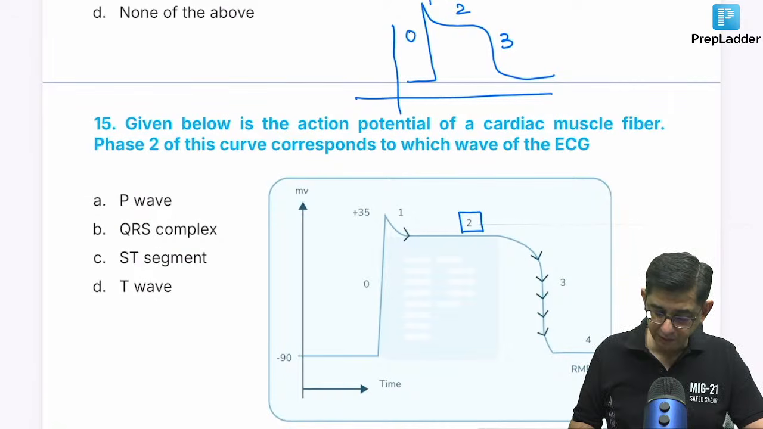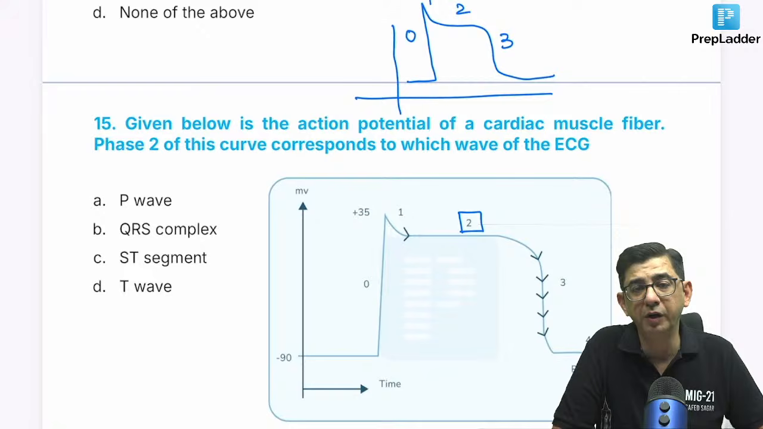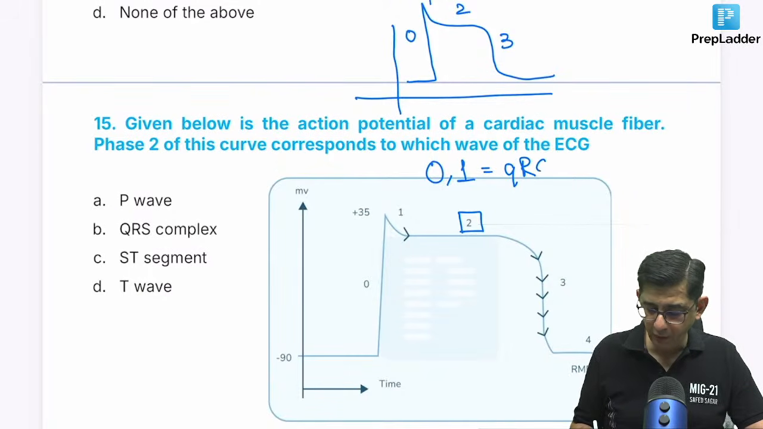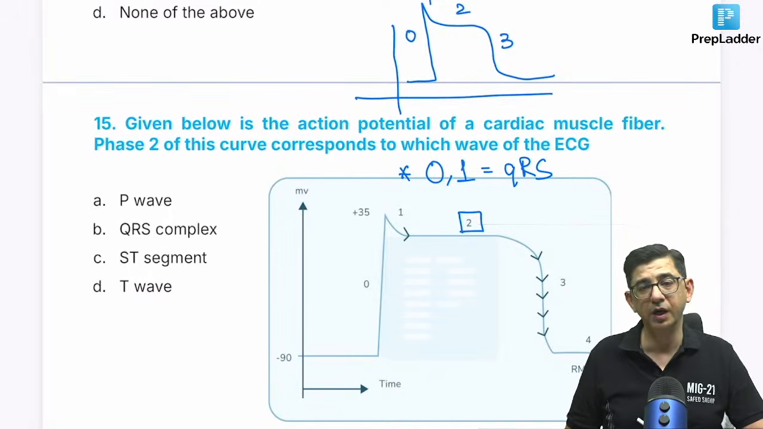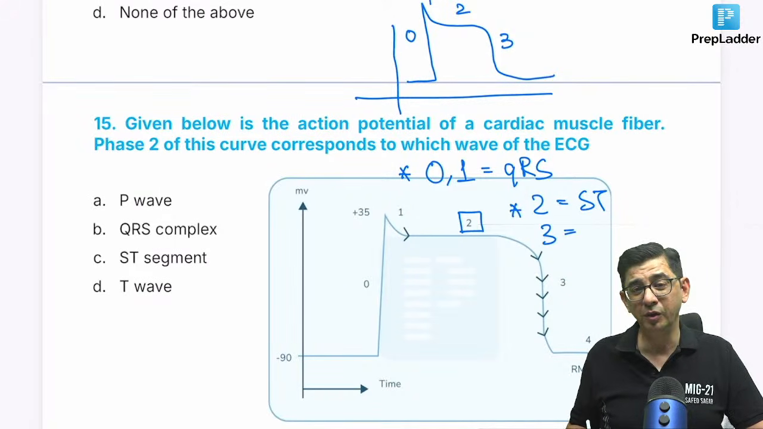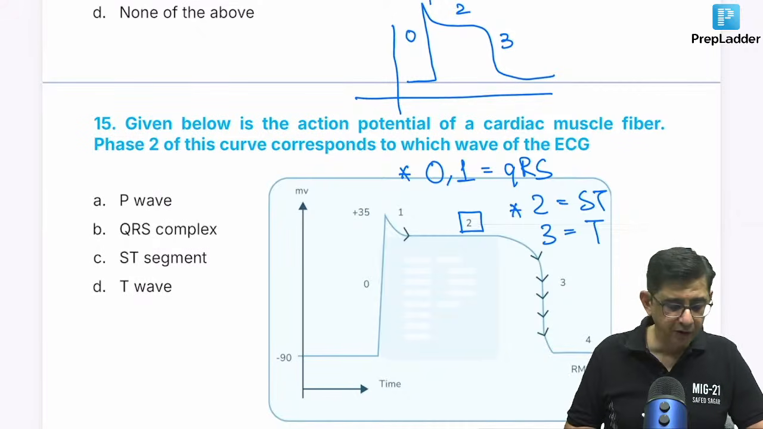That is phase 2 here. It corresponds to which particular part in the ECG? When it comes to phase 0 and 1, they indicate ventricular depolarization. That is the QRS complex. And phase 2 is going to be the isoelectric segment. And phase 3, that is going down, would be indicated for the T wave. So simple interpretation: ST is the isoelectric segment.